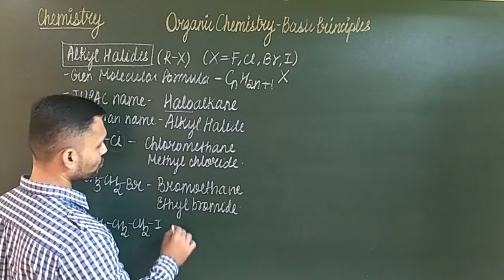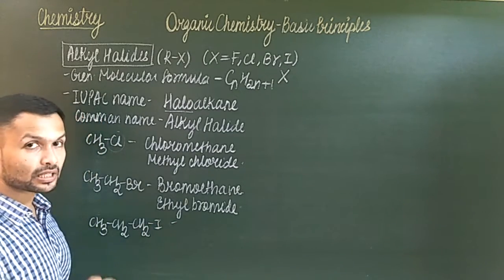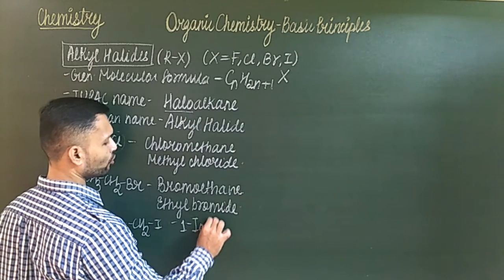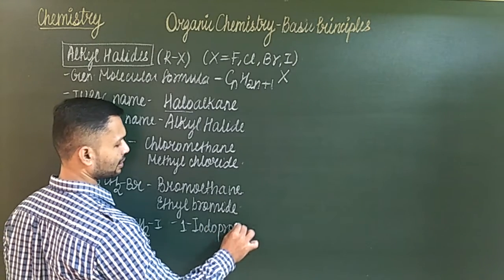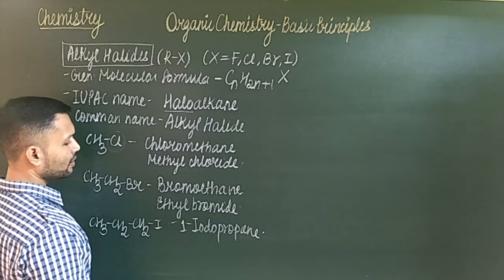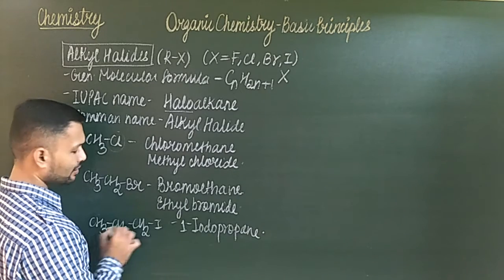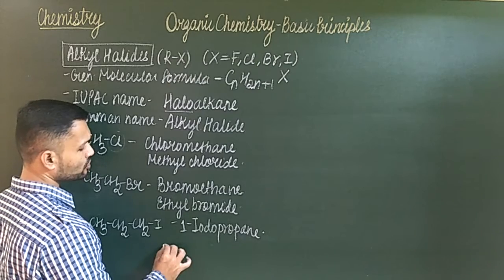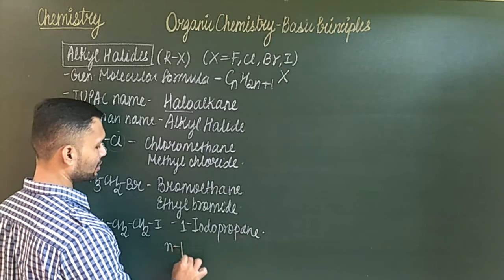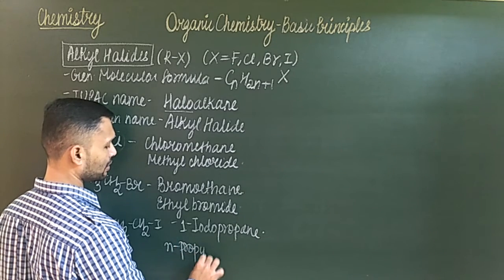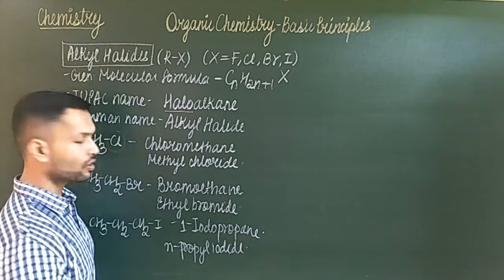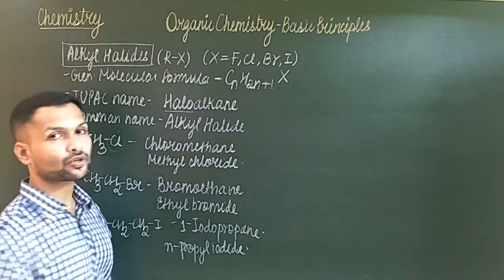If I take this, since there are 3 carbons, the numbering will come into play. So this will be 1-iodopropane. This is the IUPAC name. What will be its common name? The common name will be straight, and the first carbon has the functional group, so we write it as N. N stands for normal, straight, and N-propyl iodide. N-propyl iodide will be its common name.